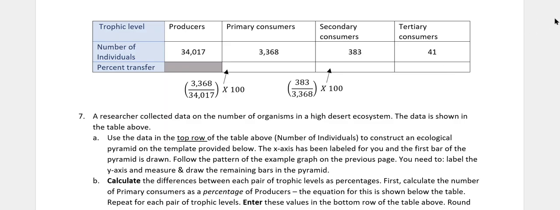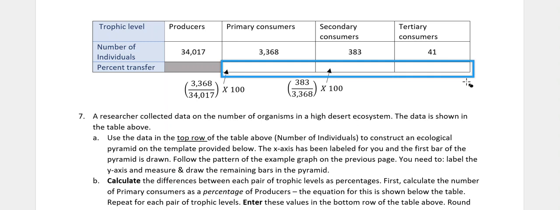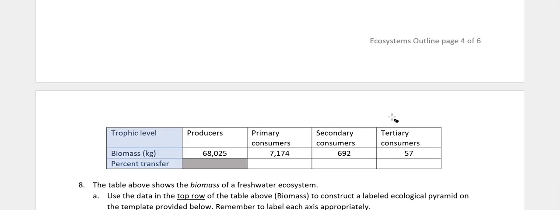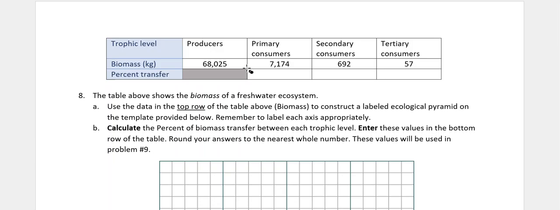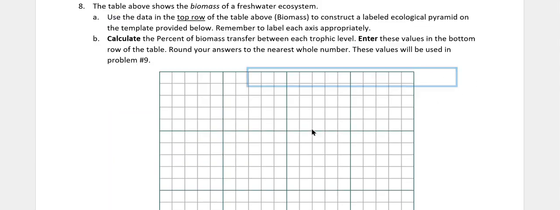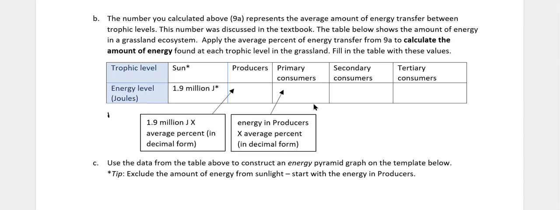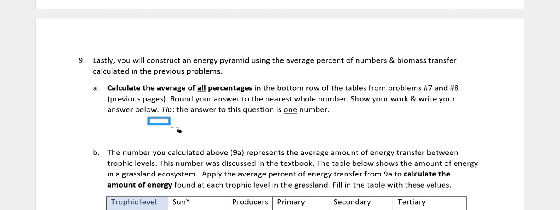So for problem 9, we should already have calculated all of these percentages for problem 7, and then all of these percentages from problem 8. And the first thing we're going to do in problem 9 is take all 6 of those numbers and calculate an average and put it here. Okay, and that will be one percentage number.